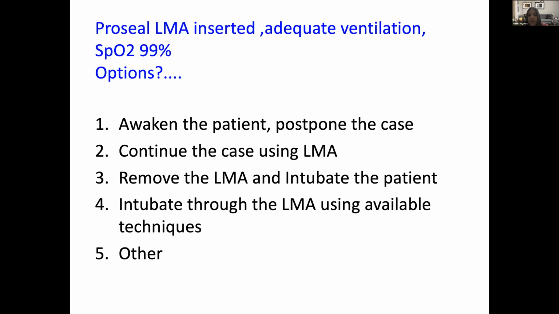And if anyone could tell me what your two prerequisites are to intubate through a supraglottic airway device, if you can just put it in the chat box, how would I do it? I need 1, 2, 3, or whatever.